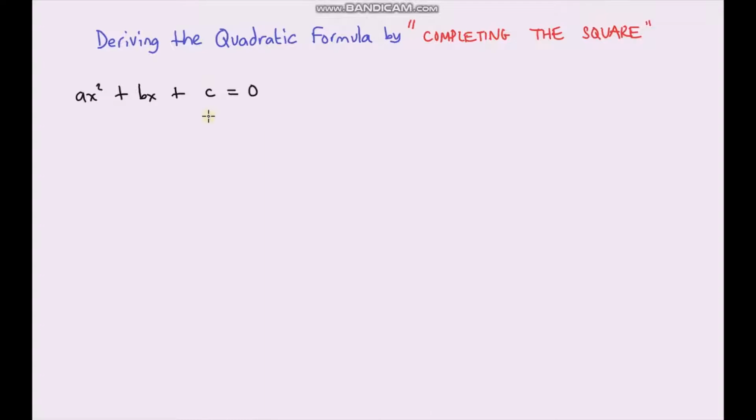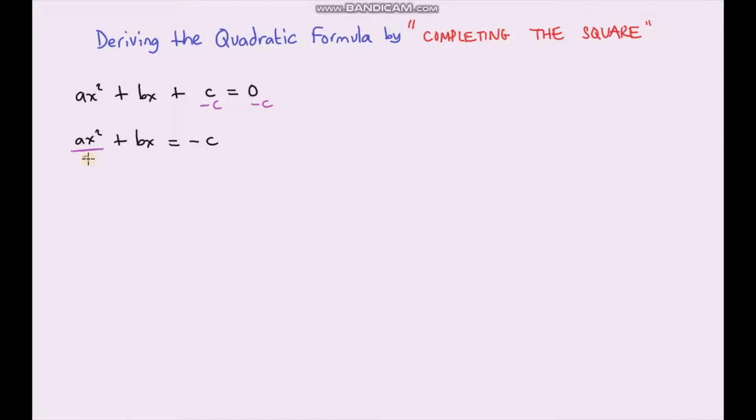The first thing I'm going to do is get rid of the c, so I'm going to subtract c from both sides of my equation, and what I'm left with is ax squared plus bx equals negative c. Now in order to complete the square, the coefficient on my x squared term has to be 1. So I can't have this a here, so I'm going to divide both sides by a.